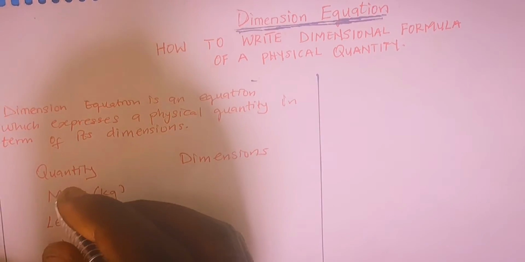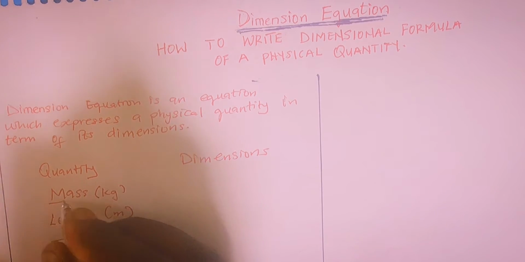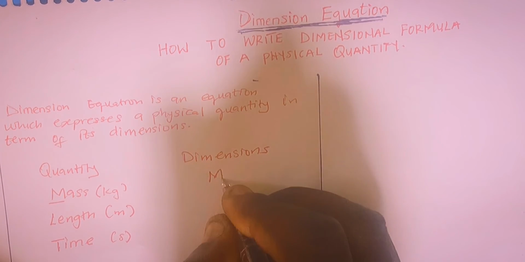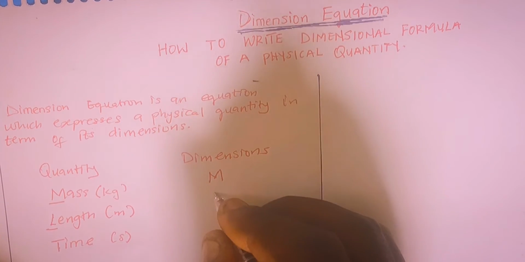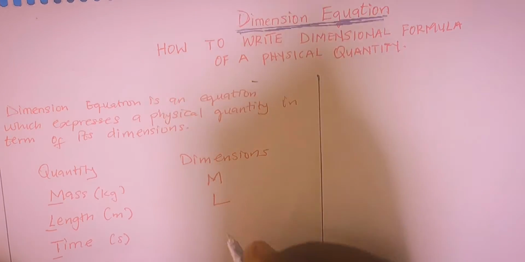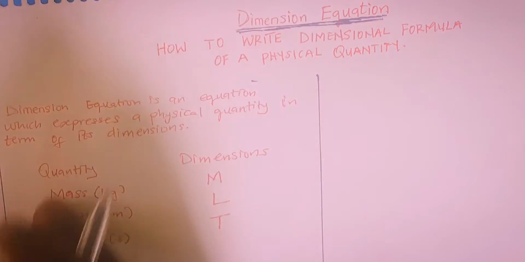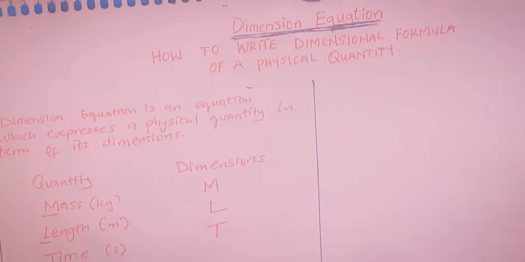The dimension of mass is taken to be M. The dimension of length is simply L. The dimension for time is simply T. From these three physical quantities, all other quantities are derived. Now let's check how to write the dimensional formula of a quantity.